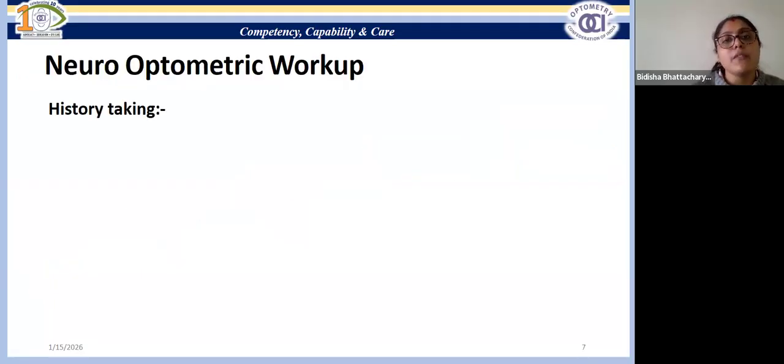So here comes the pathway that you have to follow if you are going to deal with those types of patients. These will be the following steps to be taken when you are dealing with a patient in the separate neuro-optometry workup. First, this patient will get registered for the comprehensive eye examination clinic.